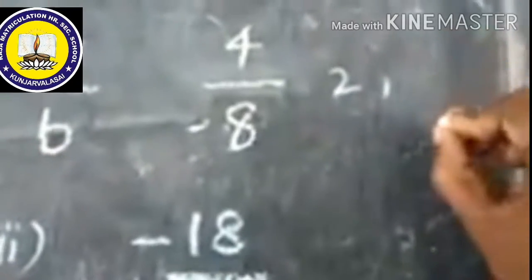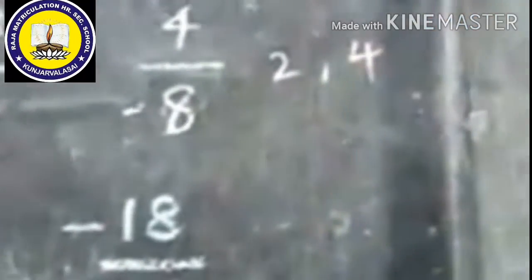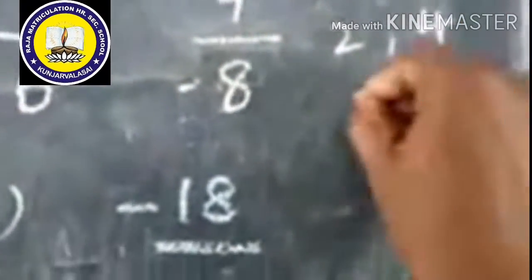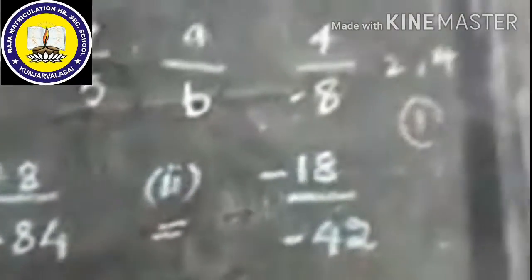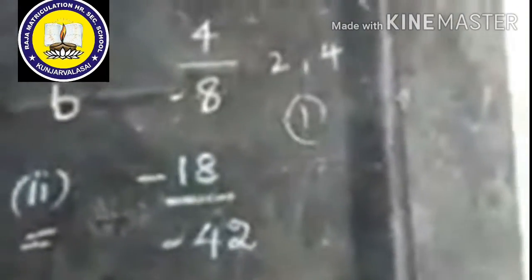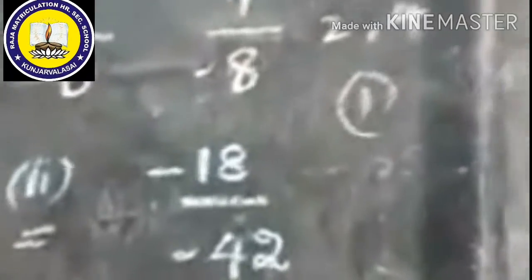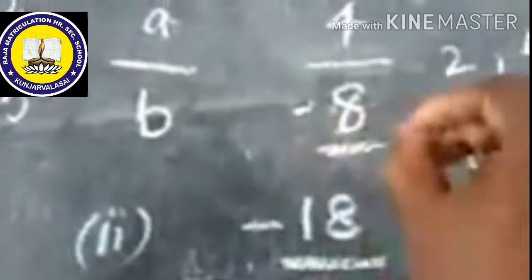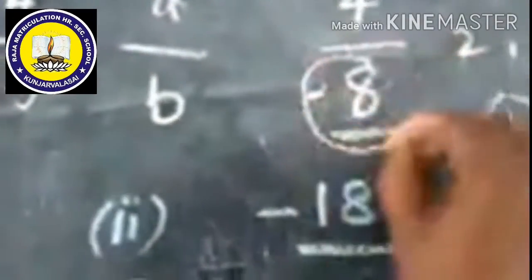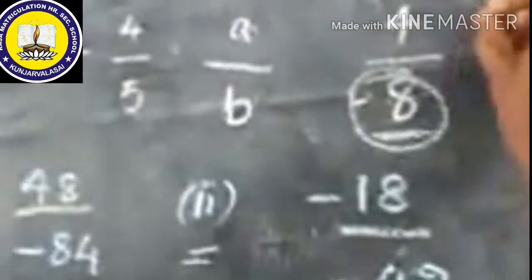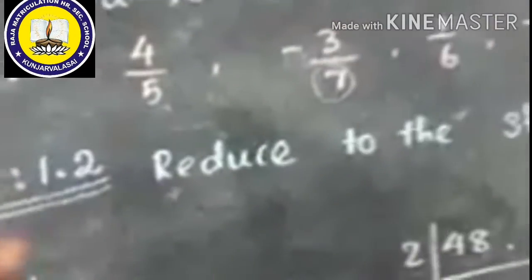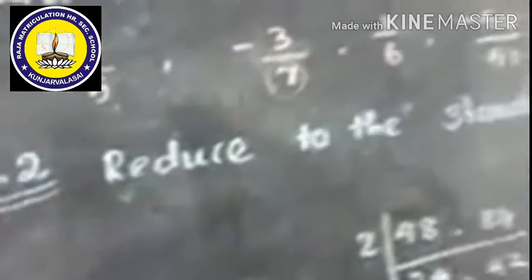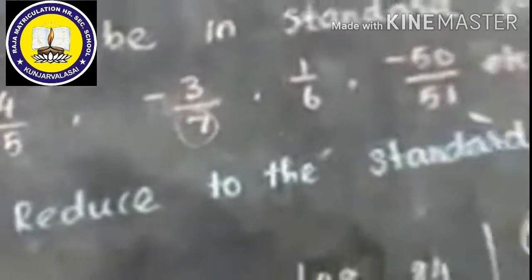Okay, therefore so many factors in 4 by 8. So this is not the standard form of the rational number, and also the denominator is a negative number. So this is also not in the standard form. Then I give the examples: 4 by 5 is a standard form, and minus 3 by 7 is also a standard form. 1 by 6, comma, minus 50 by 51. Okay, these are all the standard form of the rational number.